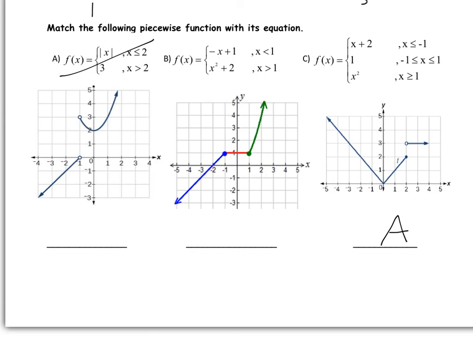So now, by process of elimination, I've got two left for here. This one has a parabola, and I think this is a parabola too. But this one has 1, 2, 3 pieces, 1, 2, 3, and this one only has 1, 2. So 2 pieces, left over 3. Therefore, this has got to be B, and that's got to be C.